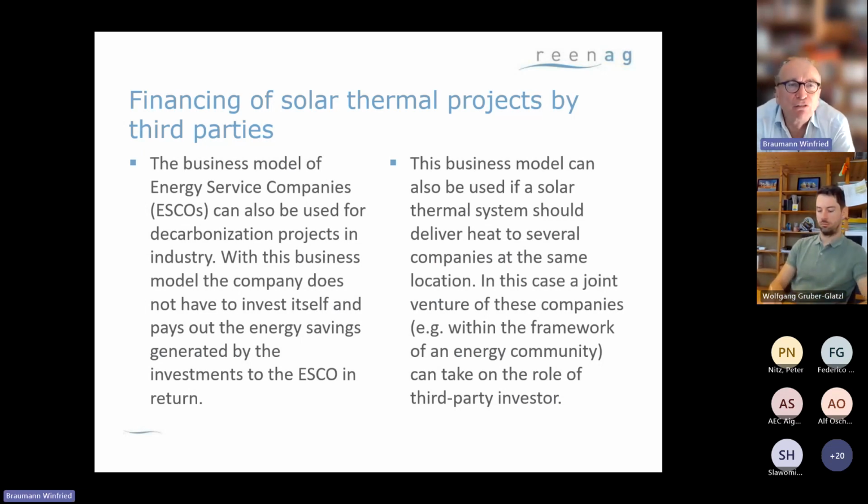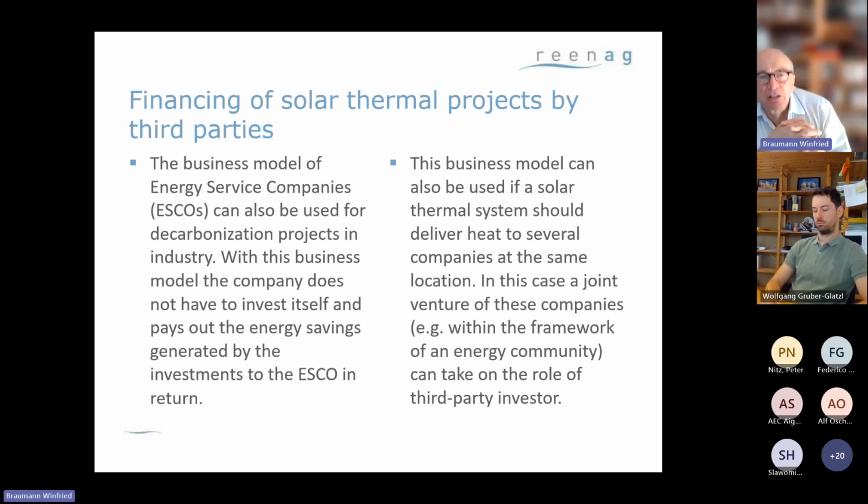The business model of the energy service company, which is built on this principle, of course, can be used for decarbonization projects in industry. With this business model, the company does not have to invest itself and only has to pay out the energy savings generated by the investments to the ESCO in return.